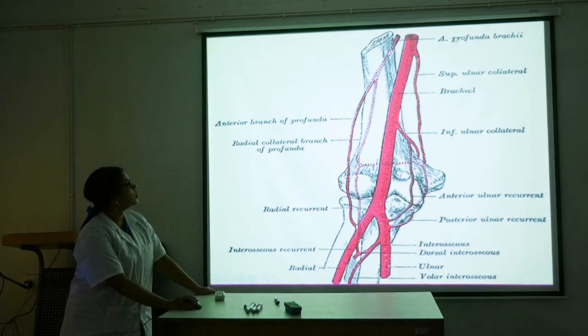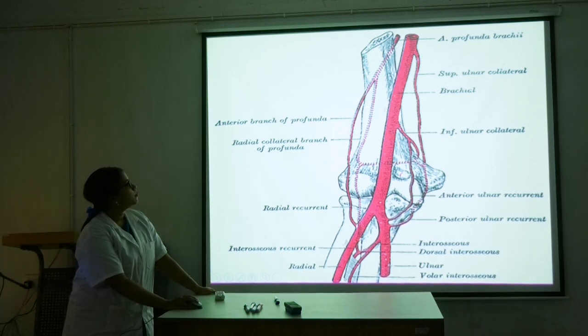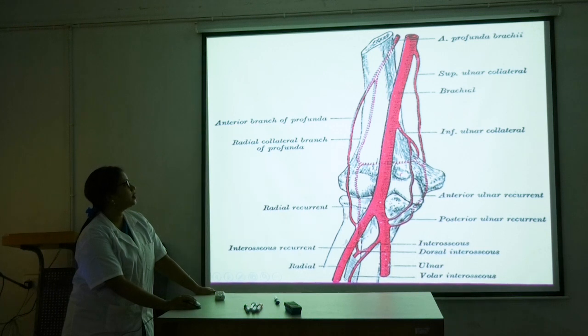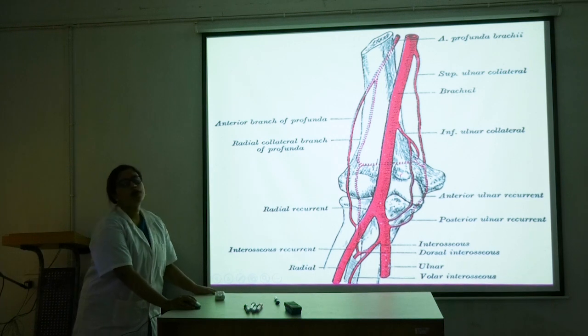So at first you are having this one. This is the arteria profunda brachii. Okay, so what about this one? This main artery is the brachial artery. This is the thickened one. Okay, so see, this is the anastomosis. So there is anterior ulnar recurrent, posterior ulnar recurrent, okay, radial recurrent. Already 3 you got, and this superior and inferior ulnar collateral.